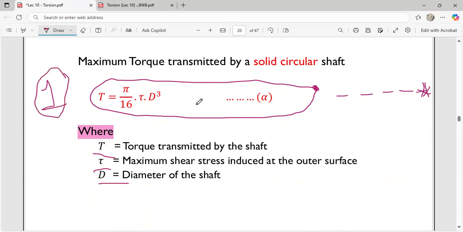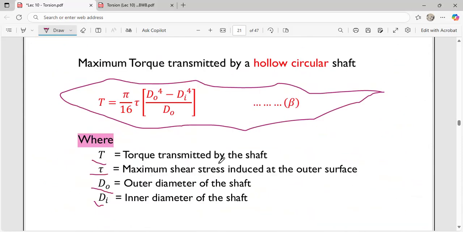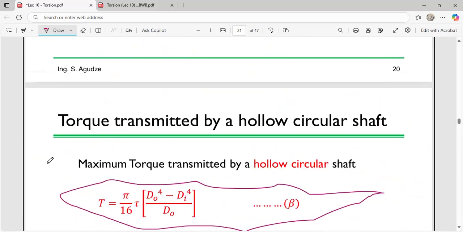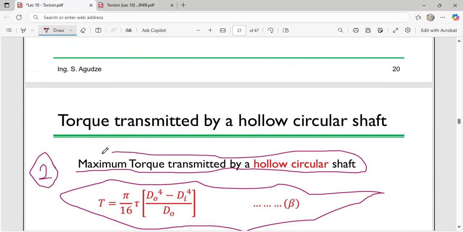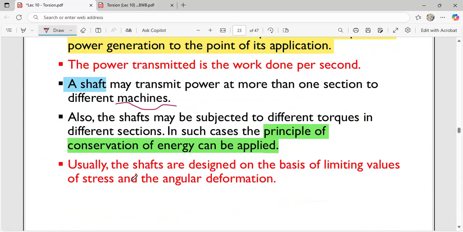After writing this, quickly write the heading. That is, the maximum torque transmitted by a solid circular shaft. Then you also come and write down this one, second. This is the second formula you need, and that is the maximum torque transmitted by a hollow circular shaft. Write this heading too. Then after that, you come and write down this formula too.